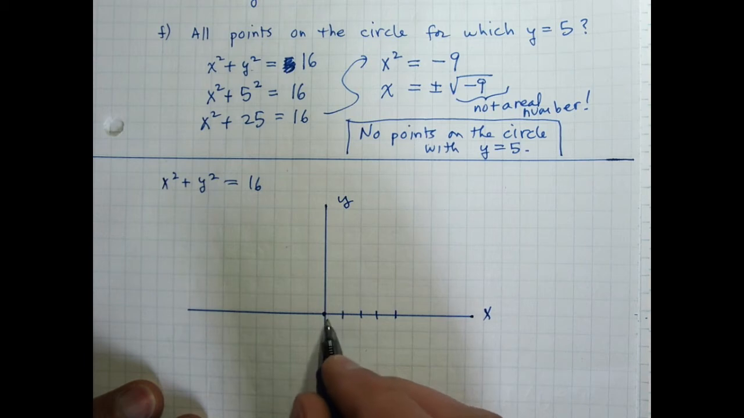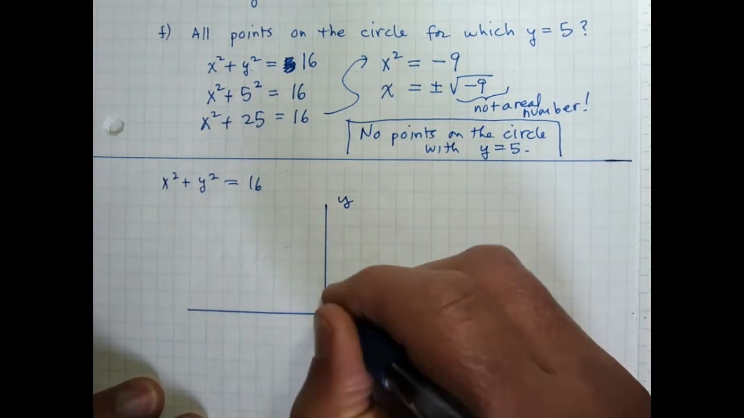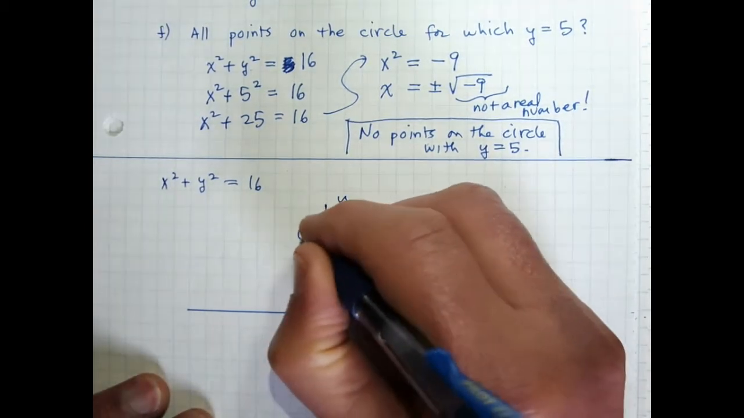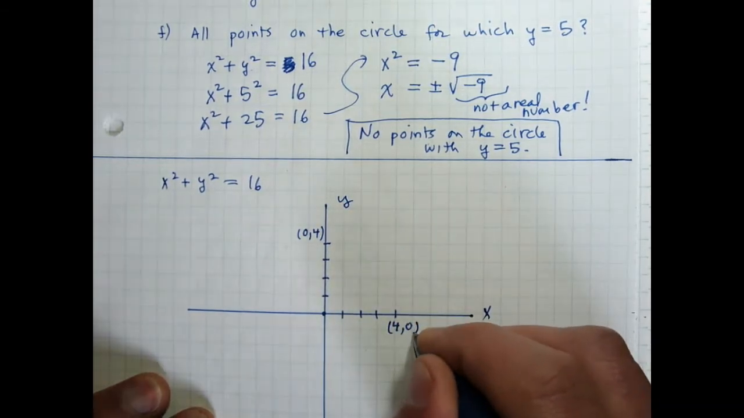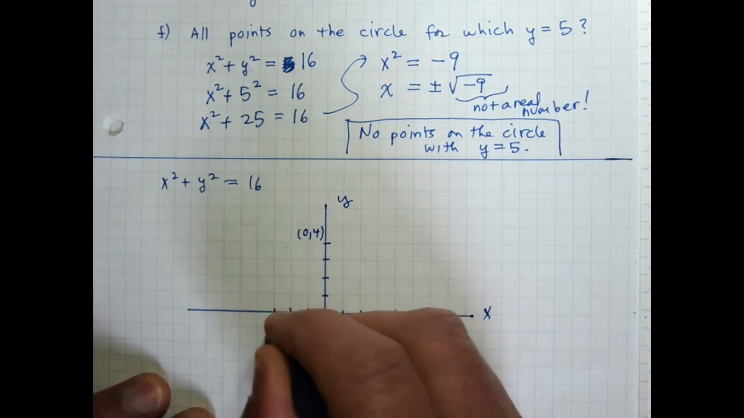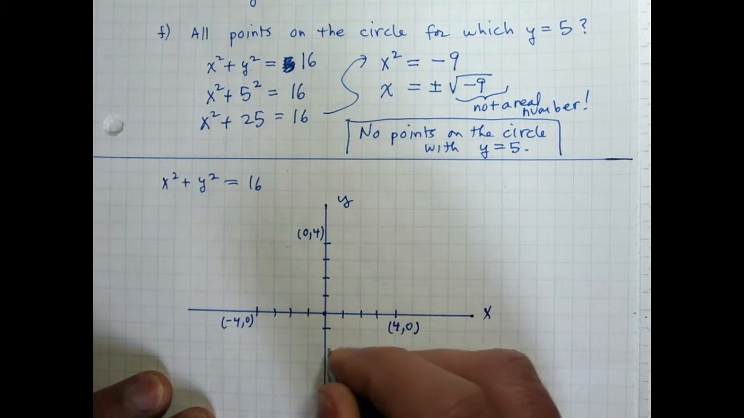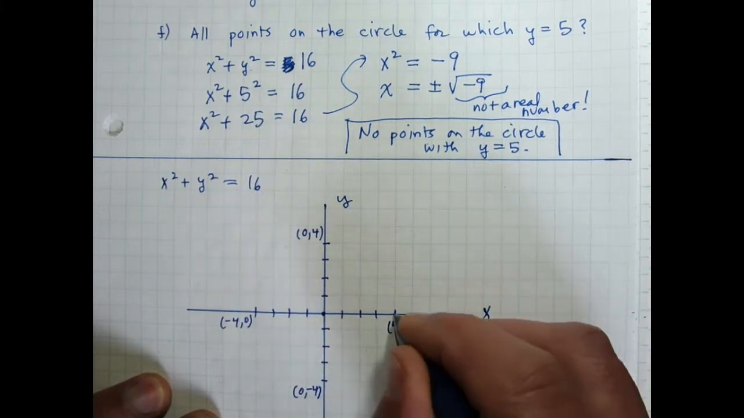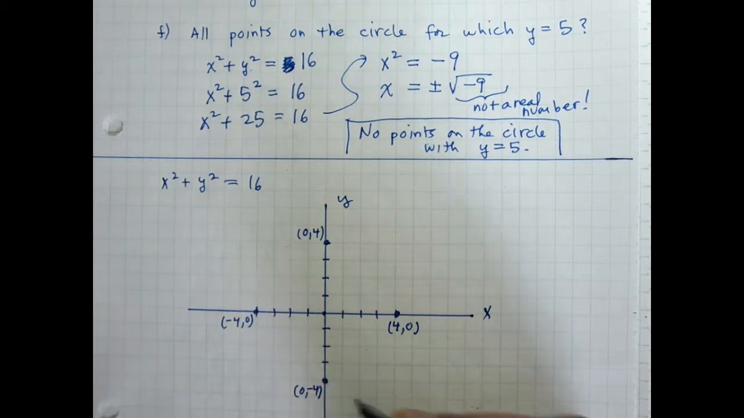The radius is 4, the square root of 16. So if we go 4 units to the right, 4 units up, now this is actually the point 0, 4. This is the point 4, 0. Go 4 to the left, negative 4, 0. Go 4 down, I get 0, negative 4. Those are my 4 intercept points, which we found right at the beginning.